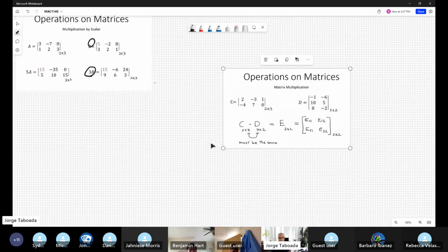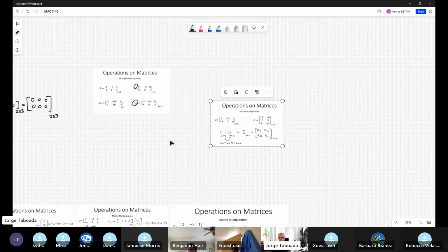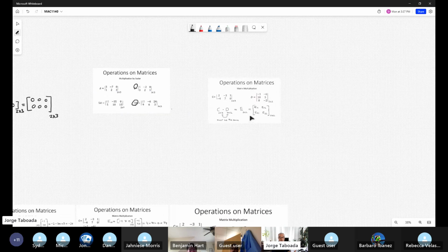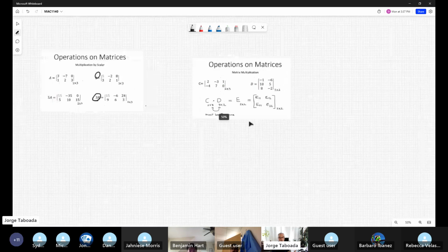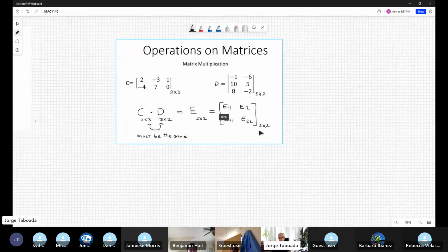Okay, more complicated. More complicated is matrix multiplication. Not too much, but it's more complicated. Okay.